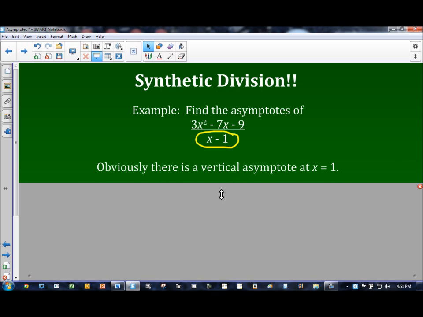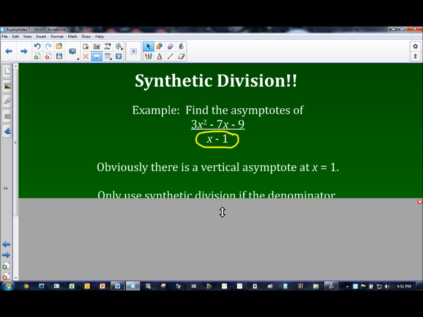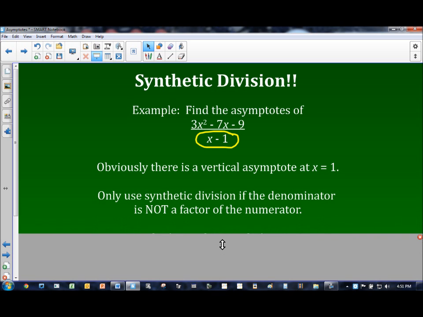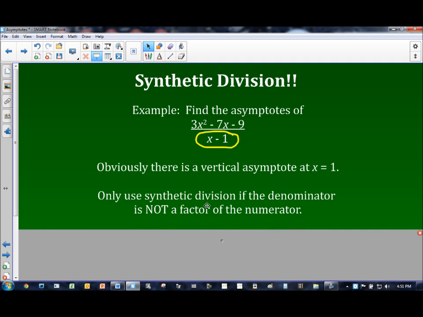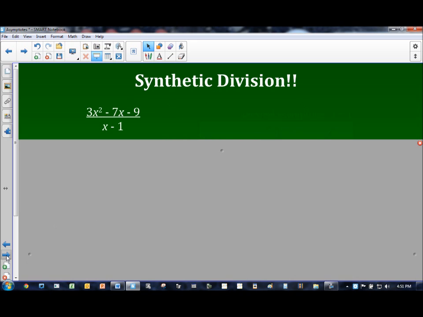Then what we're going to do is use synthetic division to find the others. But only do this if the denominator is not a factor of the numerator. If you could factor these and cross some of the factors out, then you would definitely do that. But you can't do that in this case, so we are going to use synthetic division instead.